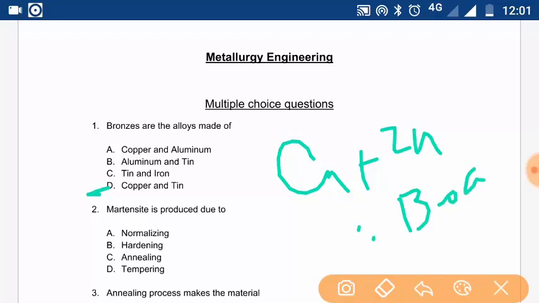Question number 2. Martensite is produced due to normalizing, hardening, annealing or tempering. Martensite is produced basically by the quenching method, and quenching is also called hardening. So the answer will be B. If you see option D, tempering is something we do after producing the martensite to somehow decrease the hardness.